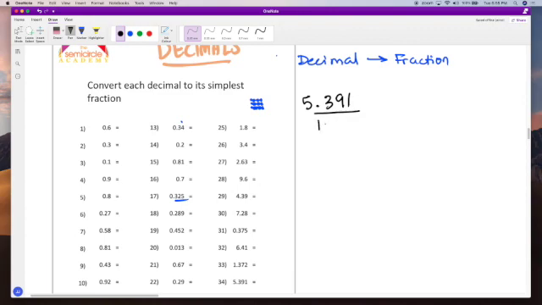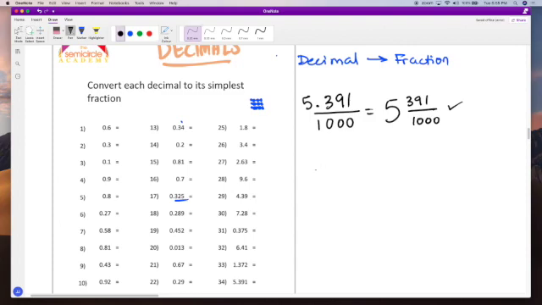So we put the 1,000, and that will be 5 and 391 over 1,000. And of course, we could reduce it. Can we reduce the 391 over 1,000? 391 fraction button 1,000 equals, nope, it cannot be reduced. So this is the actual answer, as ugly as that looks.